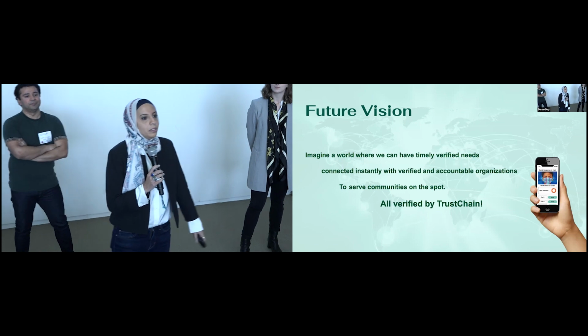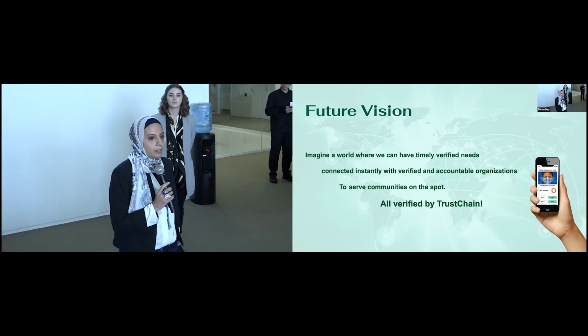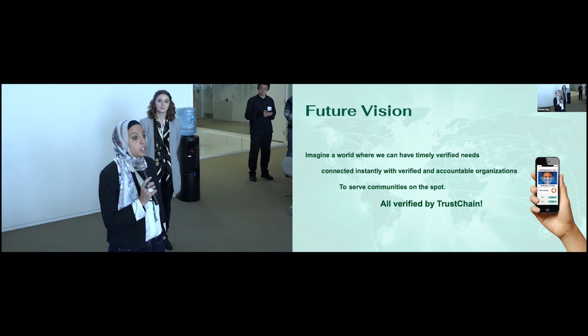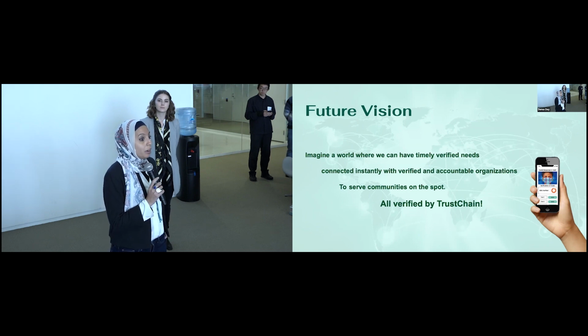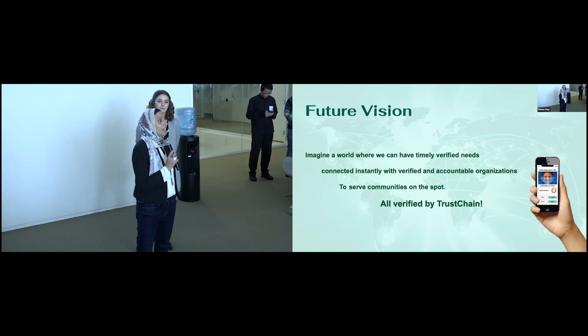So take a moment and imagine with me that this kid in India is able to report his needs for something. And this NGO is verified. It picks it right away, and it gets the money right away on time. Or this lady in Africa who needs a heart surgery reports her need, and she gets the money right on time. It's verified. All this can happen through TrustChain.